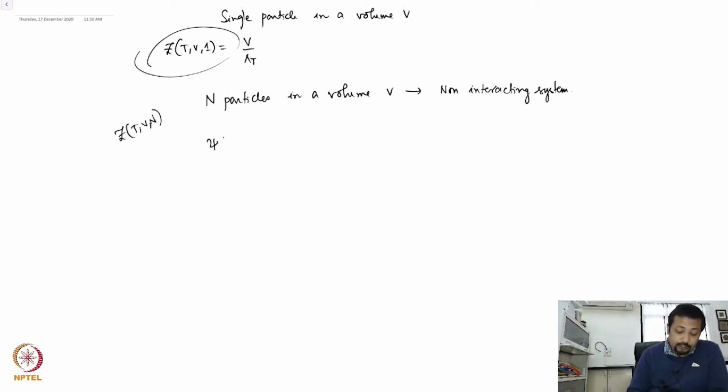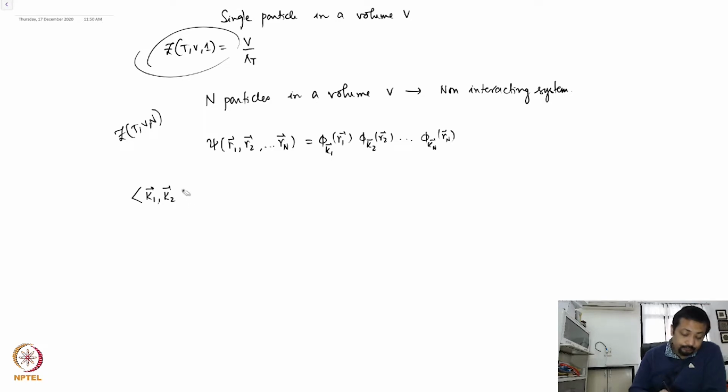The many particle wave function psi of R1, R2, ..., Rn can be constructed from the single particle wave functions phi k1 of R1, phi k2 of R2, all the way to phi kn of Rn. So that if I want to evaluate the density matrix, we will write this as the bra k1, k2, ..., kn, e to the power minus beta H, and the ket k1 prime, k2 prime, ..., kn prime.